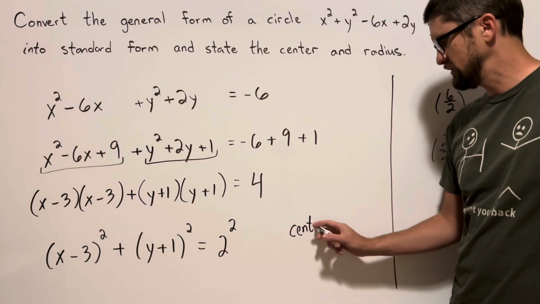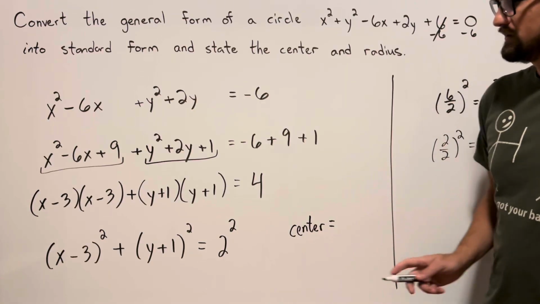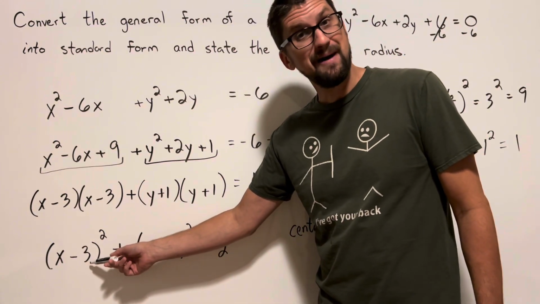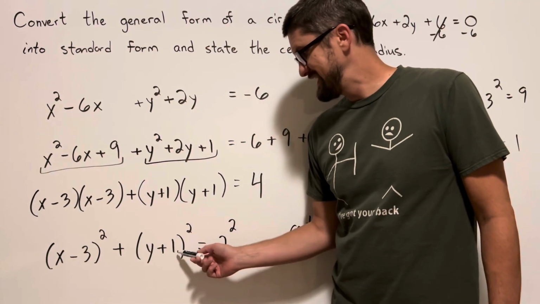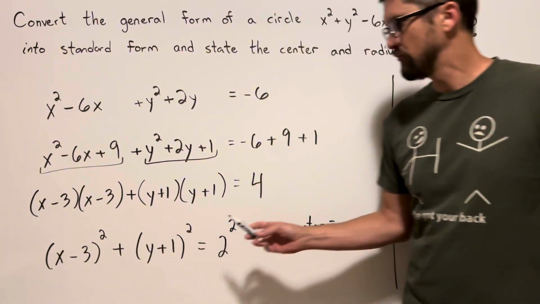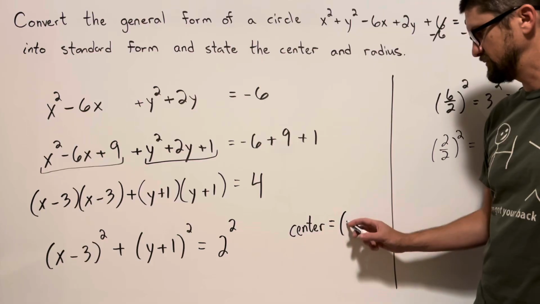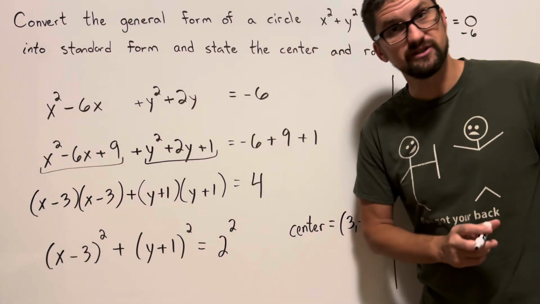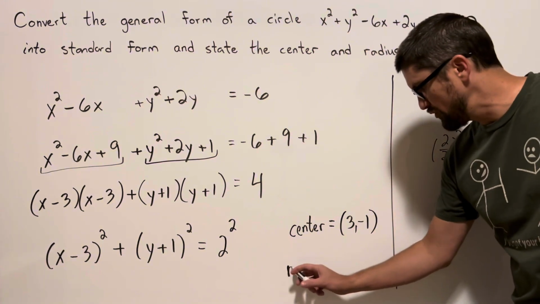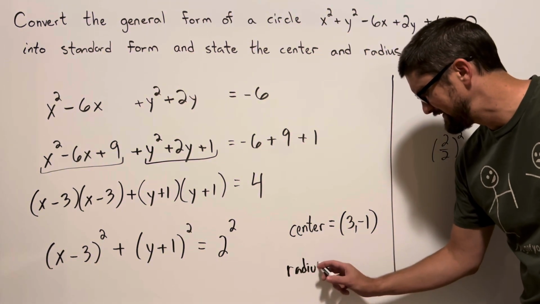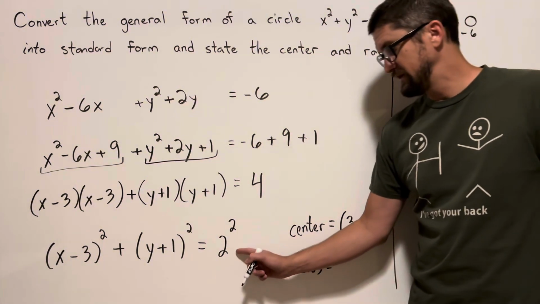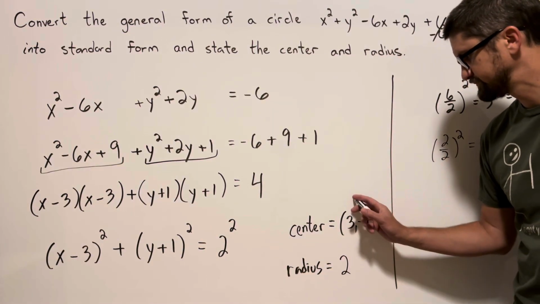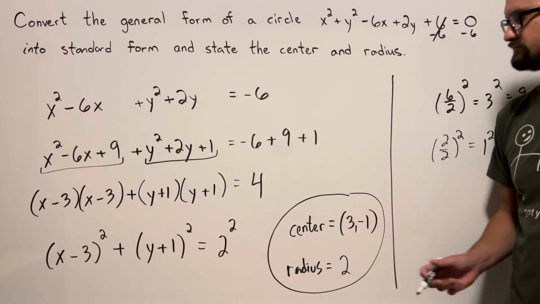The center, reading off the standard form here, we're going to have positive 3 for h and negative 1 for k. So the center is going to be 3 comma negative 1. Match it up with standard form. And the radius is going to be this 2 number. It's the number being squared over there. There you go.